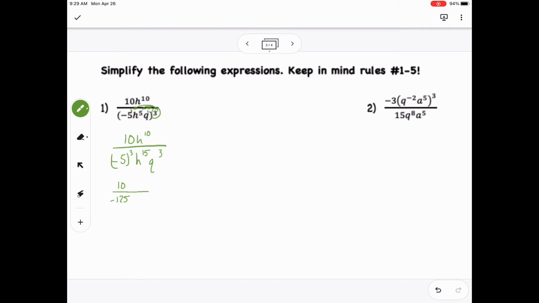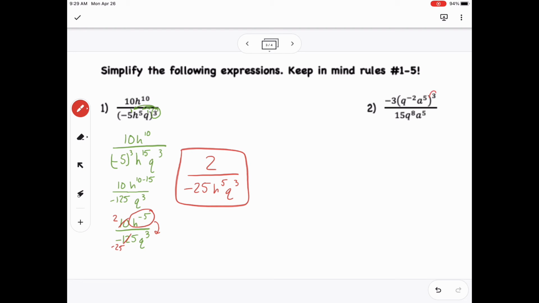And then I can simplify the negative 5 cubed to make it a negative 125, and then I can use my different rules. Notice that q to the third has nothing to kind of go with, so it just stays in the denominator. And then here, I can simplify my fractions. I notice that h is still to the negative 5th, so it needs to move down. So my final answer would be 2 divided by negative 25 h to the 5th q to the 3rd.